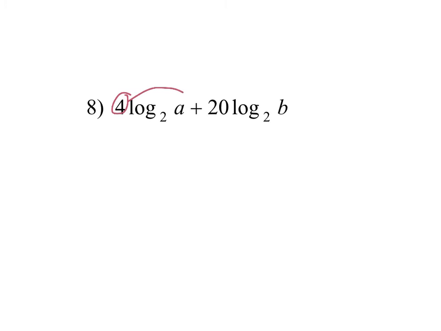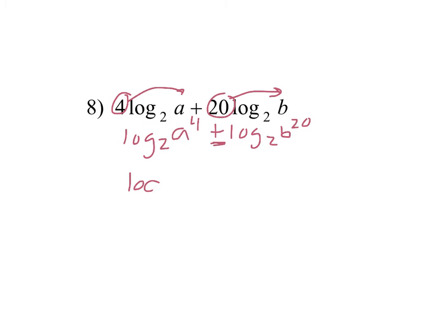So again, we're going to bring this to the top. So we have log base 2 of a to the power of 4 plus log base 2 of b to the power of 20. And then we are going to combine them by multiplying. Since we're adding, that means we multiply. So we combine them into one log base 2, a to the power of 4 times b to the power of 20. Any questions here?